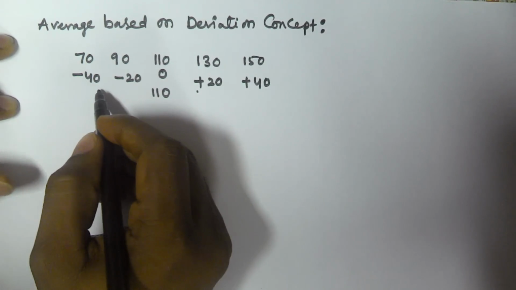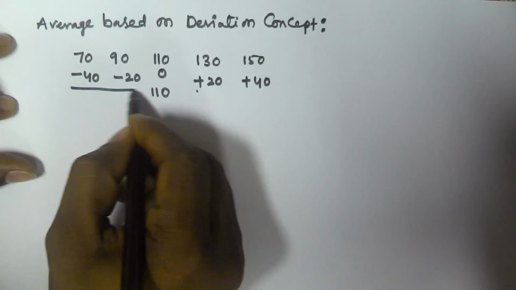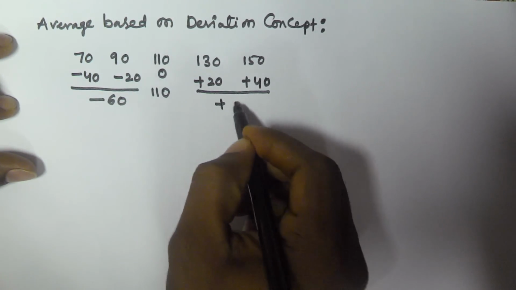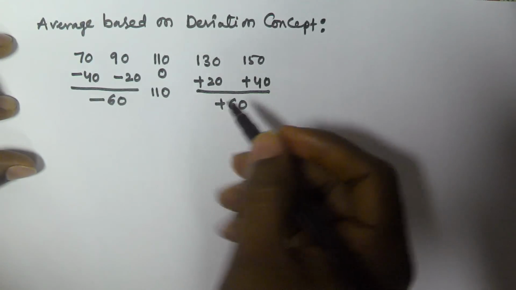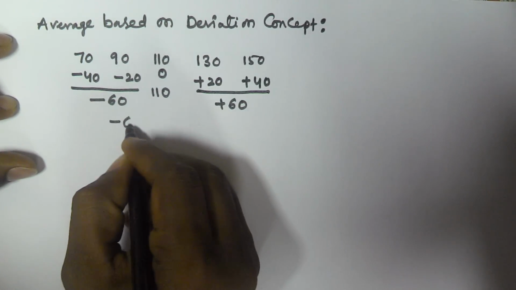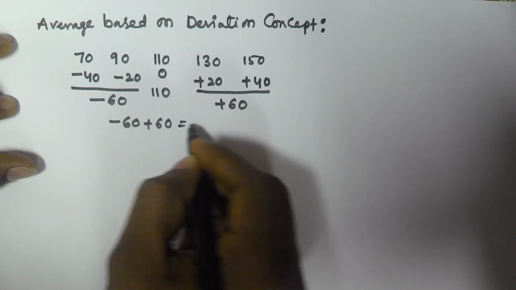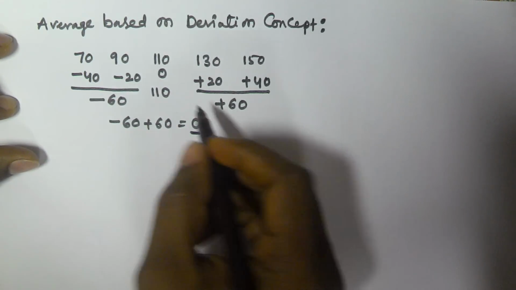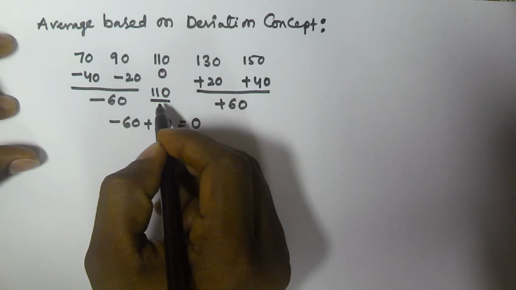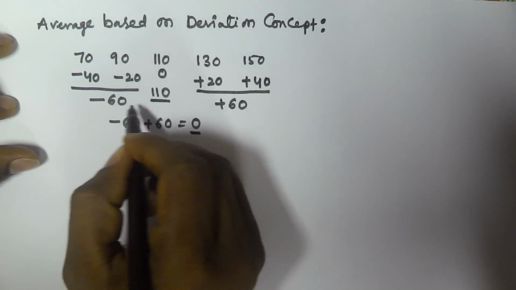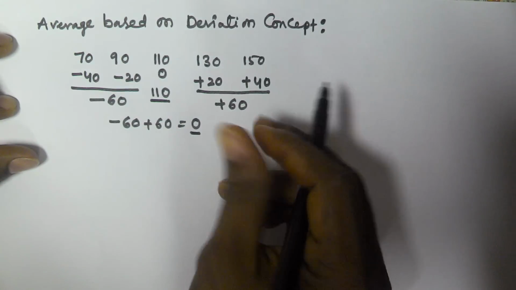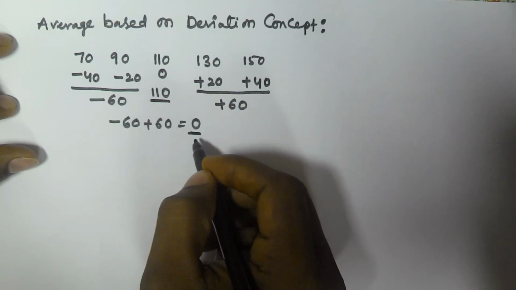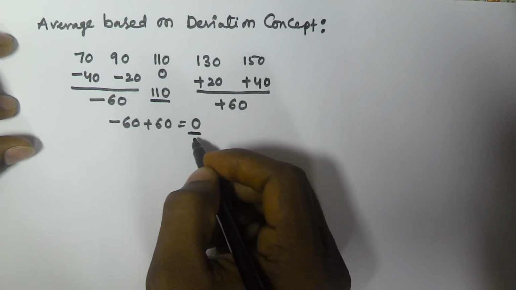So if you observe, the total negative deviation is minus 60 and the total positive deviation is plus 60. So the sum of negative and positive deviations is equal to 0. What I am trying to say is, whatever deviations the average makes, negative and positive, the sum of those deviations is always going to be 0.